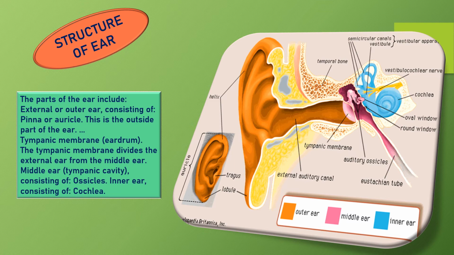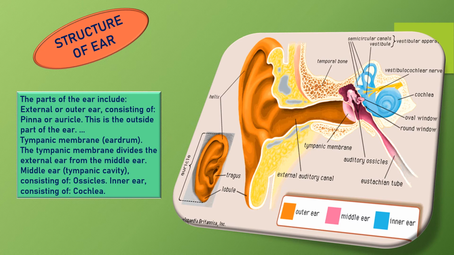You can see the auditory ossicles. And the last one, the inner ear, consists of cochlea. Obviously it's a spiral shaped cochlea, you can see. Apart from this, the inner ear includes semicircular canals and vestibule, that is the vestibular apparatus, the tube-like structure attached with the cochlea, or you can say the end portion of the cochlea, and the yellow color vestibulocochlear nerve in the inner ear.